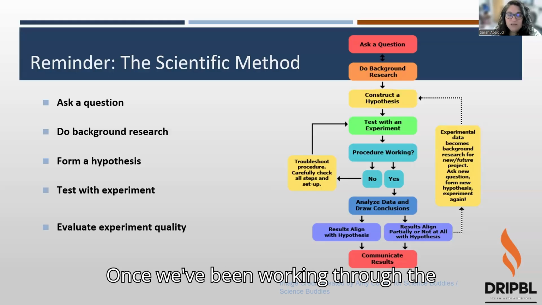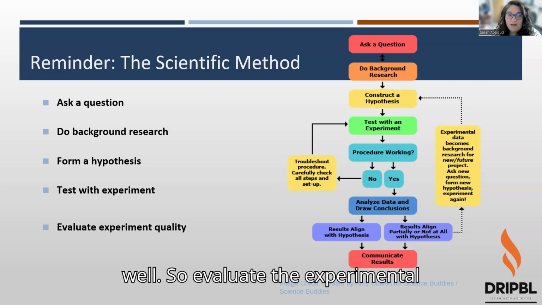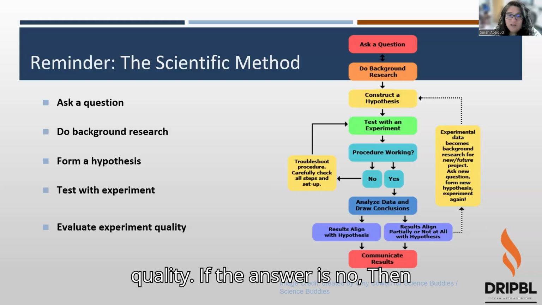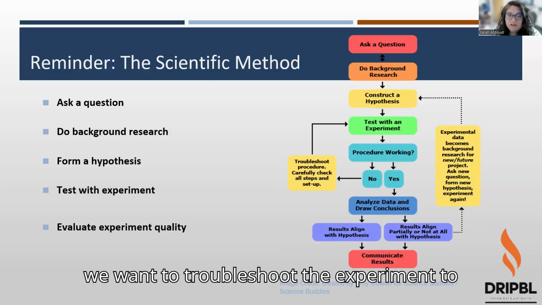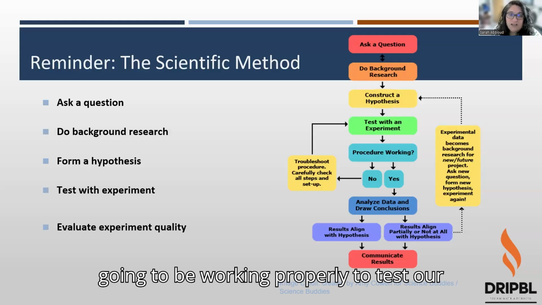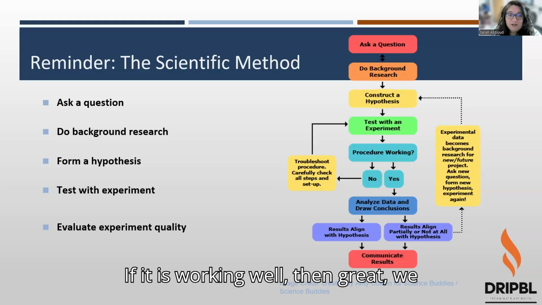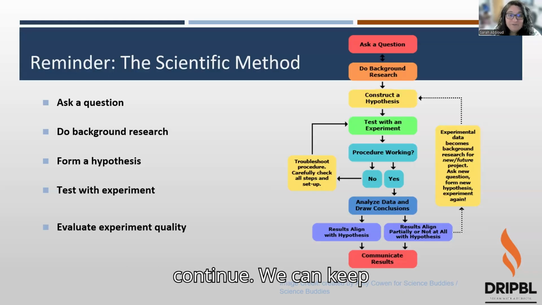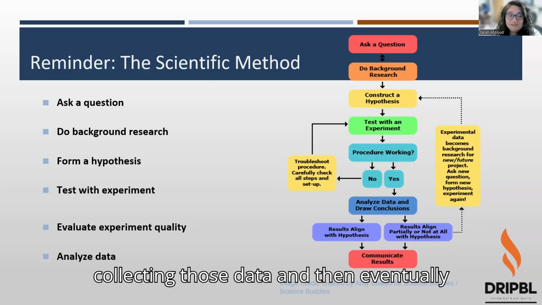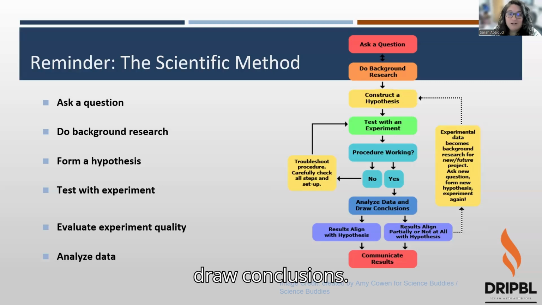Once we've been working through the experiment, we want to make sure that the procedure that we're doing is working well. So evaluate the experimental quality. If the answer is no, then we want to troubleshoot the experiment to make sure that all steps in the setup are going to be working properly to test our hypothesis, and that the data we're collecting are precise and accurate. If it is working well, then great, we continue. We can keep collecting those data and then eventually analyze those data. And then from that, draw conclusions.